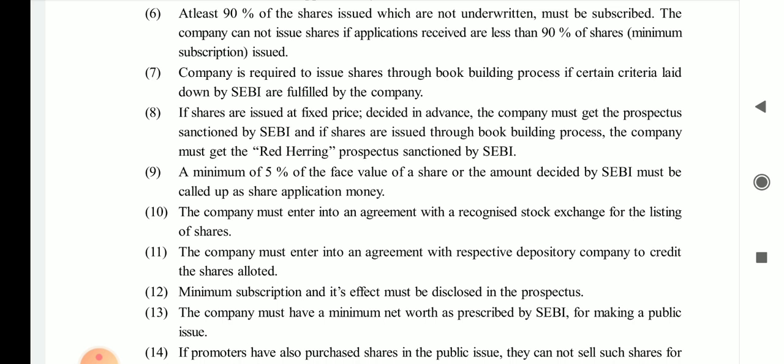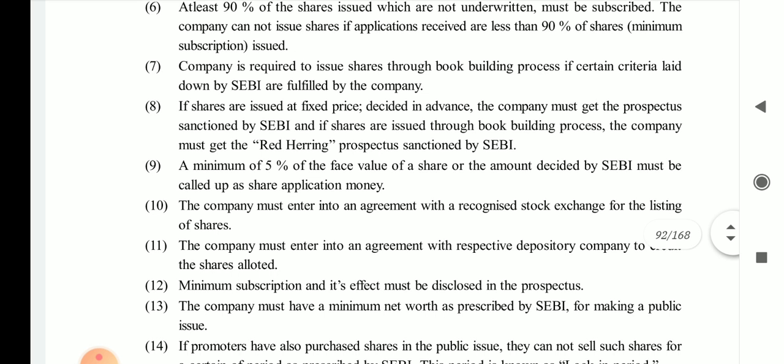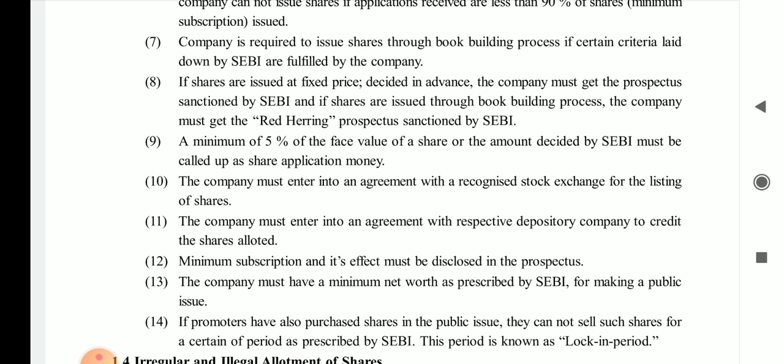A company is required to issue shares through the book building process if certain criteria laid down by SEBI are fulfilled by the company. Book building process means that, whenever a company decides a fixed price for the share, that is one kind of bid process. But a company can also collect a price from the public without disclosing its own price, and the company finds that the public reaches one specific, fixed price. At that time, that is known as the book building process.